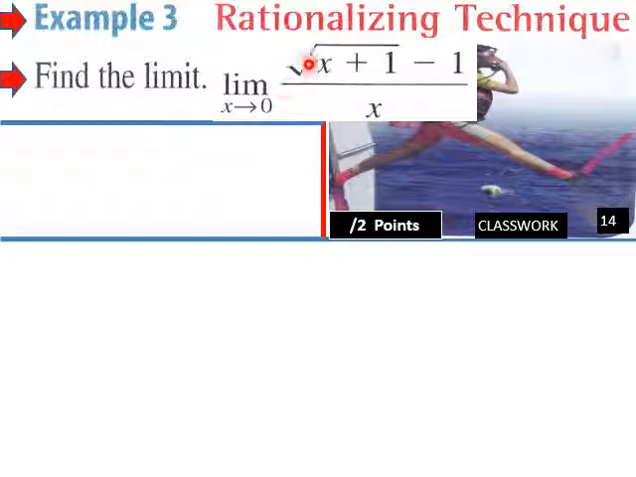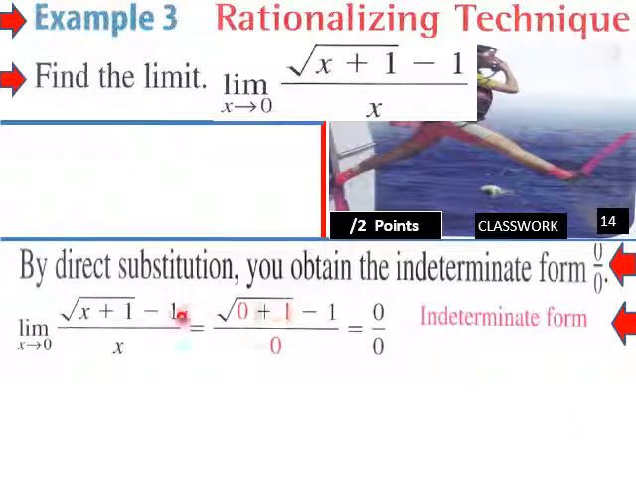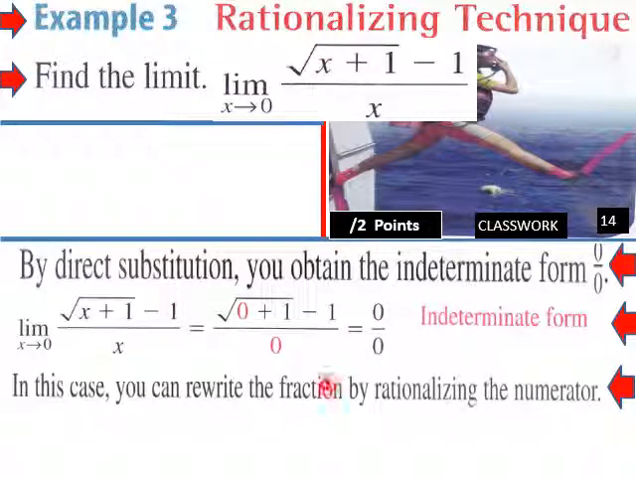So find the limit of radical x plus 1 minus 1 over x as x approaches 0. So it would just go x equals 0. It's not going to make any sense. So by direct substitution, you obtain an indeterminate form 0 over 0. And so that is a dead giveaway that we need to do some factoring.